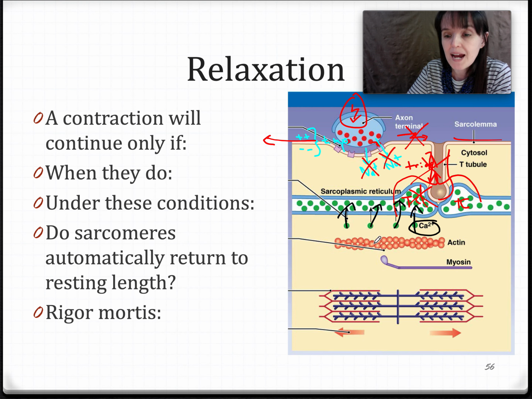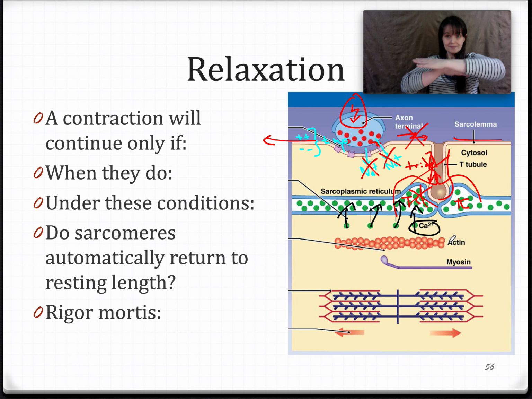So without calcium, the troponin goes back to its normal shape, pulls the tropomyosin back on the active sites on actin, so we can no longer form cross bridges. The myosin can no longer bind to the myosin binding sites on actin. What were the myosin binding sites on actin? The active sites on actin.